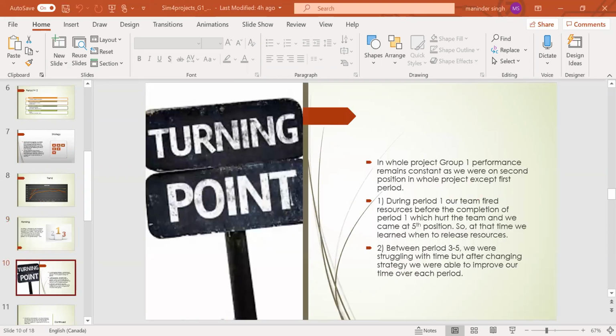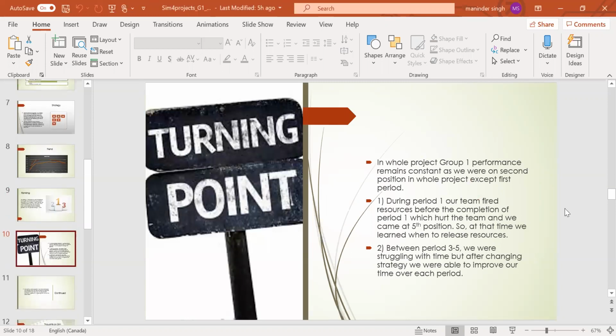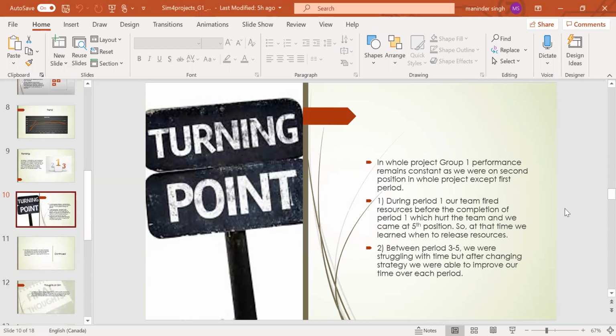Hello everyone, I am Navdeep. Here I describe the turning point in our project. In the whole project, our performance remained constant as we were on second position in all periods other than the first period. When I talk about the first period, our team fired some resources by mistake before the completion of the period. So we were on fifth position and also learned when to release resources.